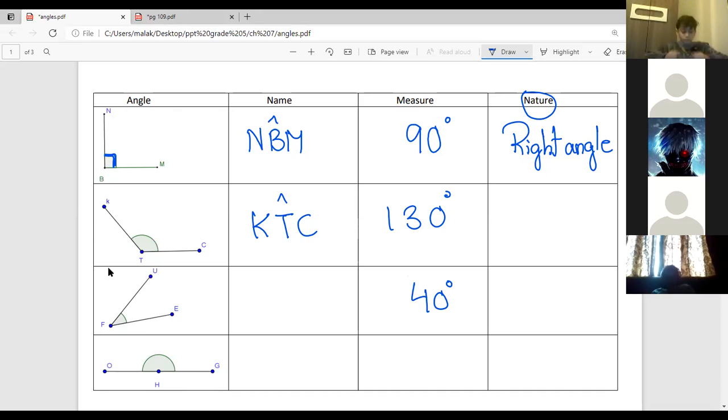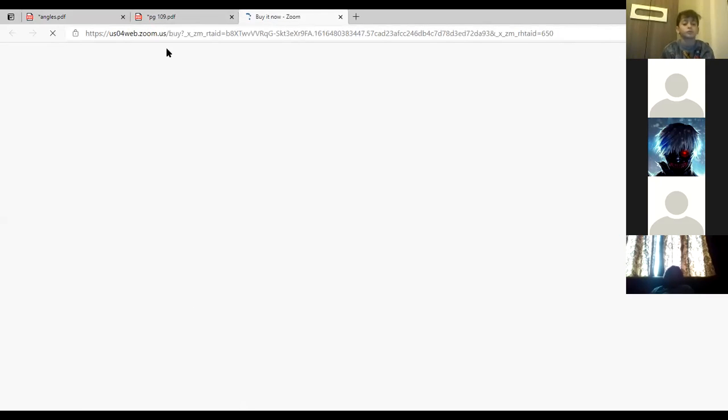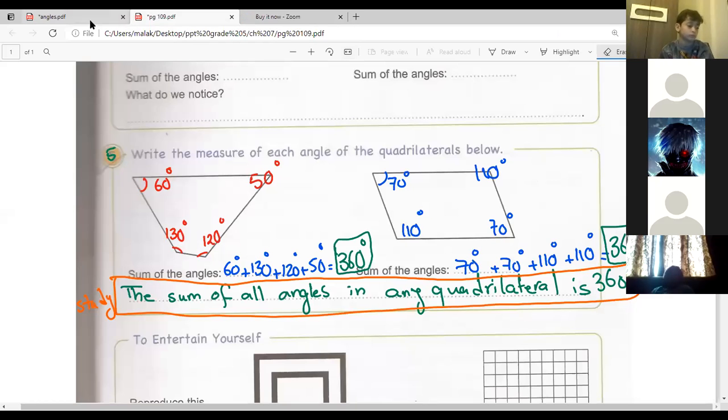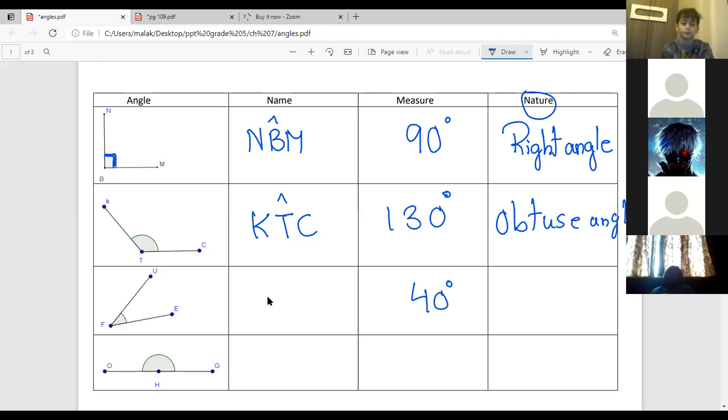Okay, teacher. Yes. Ali Gharib, please tell us what is the nature of angle KTC that measures 130? It's obtuse. Obtuse angle. Excellent. Teacher, Ali, go ahead. Yes. What is the name of this angle that measures 40 degrees? UFE. UFE. Excellent.